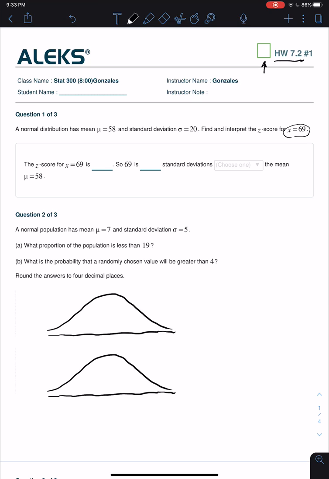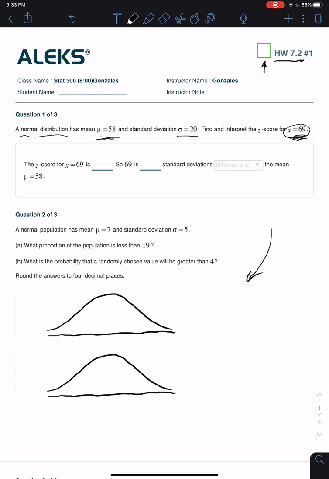So before I do that, I want to give you a little background information on that. What I'm going to do is draw a picture down here, and then I'm going to erase it because we'll need the space for the next problem. This first problem talks about a normal distribution. A normal distribution has a mean of 58, a standard deviation of 20, and we're trying to interpret the z-score for a raw score of 69. Well, let's hold off on that. Let's just talk about the situation where the mean is 58.